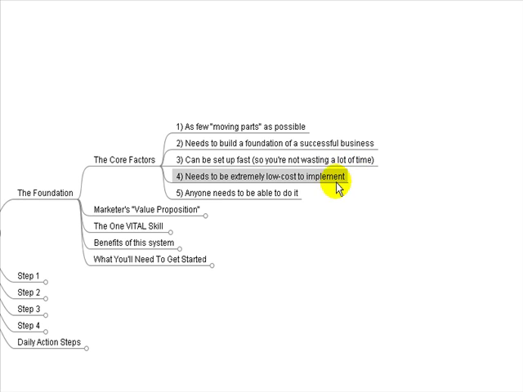And being low cost to implement plus very fast to set up makes for an incredibly powerful system, especially when you're dealing with something that can be scaled up and expanded into a full-blown business that's going to provide profits for you, and that you can actually grow as time goes on. It's not going to be something that you don't touch for a week and it's going to fail. And the fifth thing is, this is probably the most important thing out there: anyone needs to be able to do this.